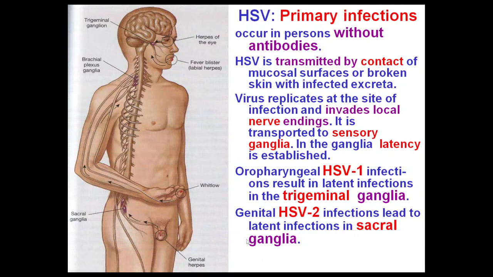So what about the pathogenesis of the disease? Usually primary infection may occur by HSV1 through the mucosal surfaces, for example broken skin, through contact such as kissing with infected excreta, or through contact with the conjunctiva. In the case of HSV2, that's most commonly genital herpes, and the genital area will be the site of entry, or quite often both of them may enter through the genital area.